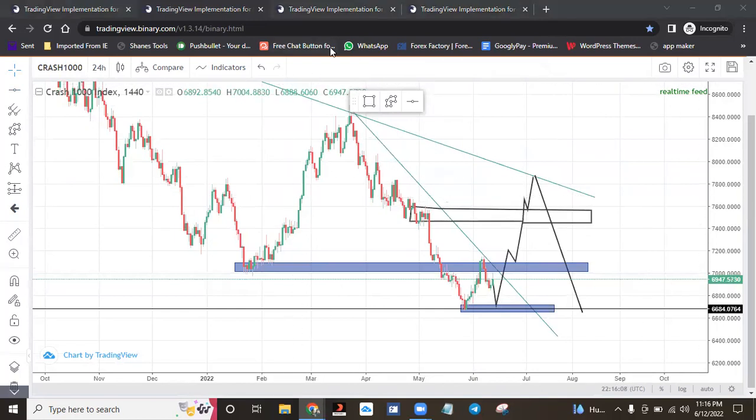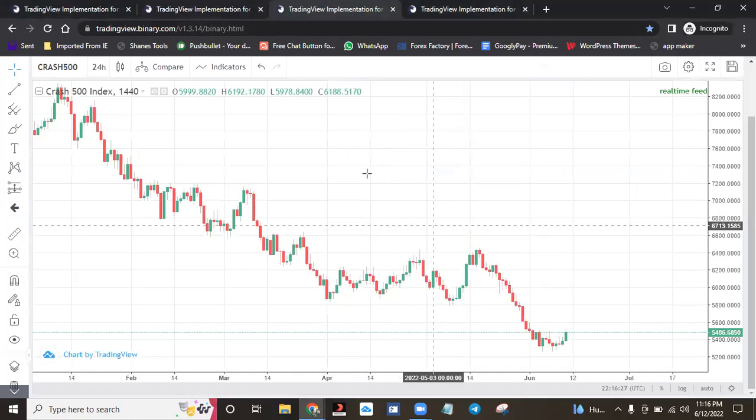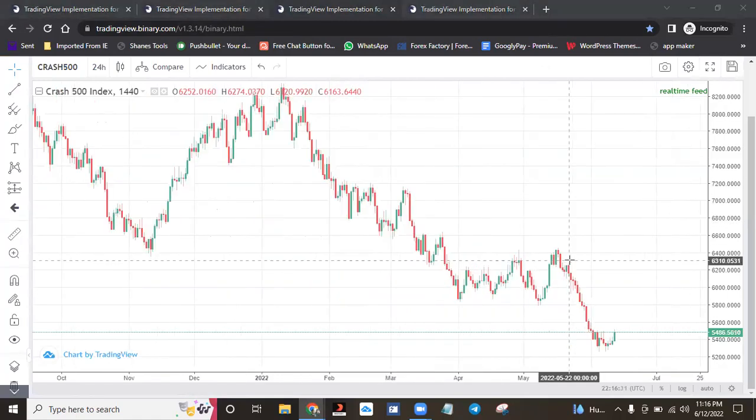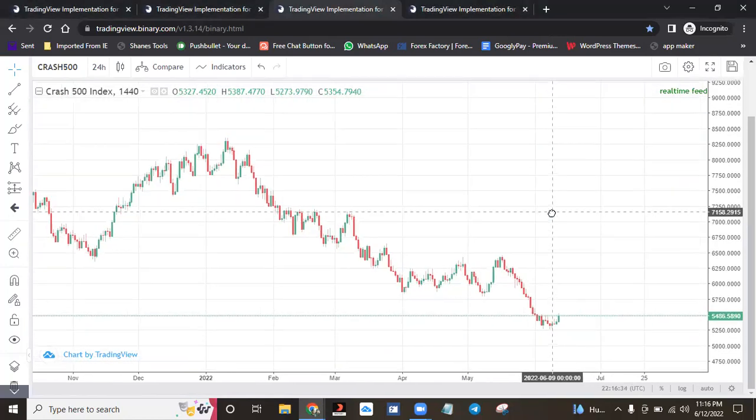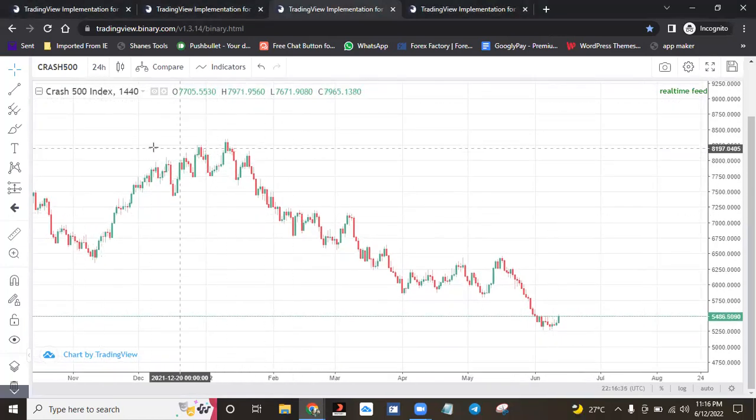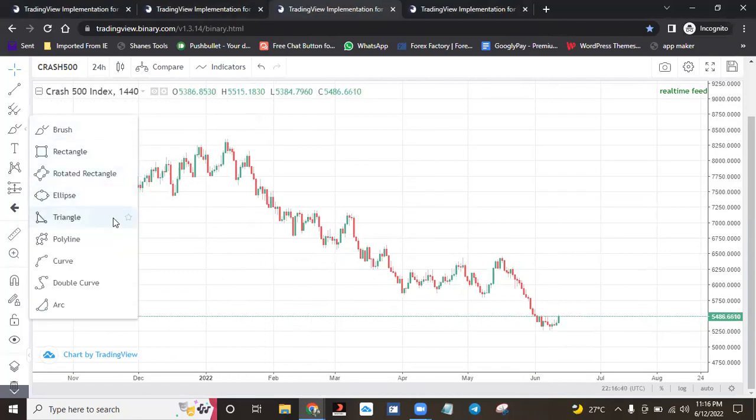Now that's that for Crash 1000. So remember, Crash 1000 currently is going to give us a little selling opportunity for a while before it might likely go bullish. All right, so let's see which other market do I have. Crash 500. So for Crash 500, it is also a good selling opportunity, catching spikes, because it's bearish. So price indeed has been doing good, going bearish as it has to go.